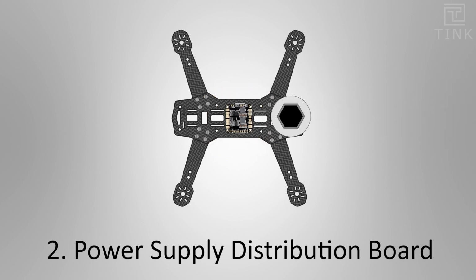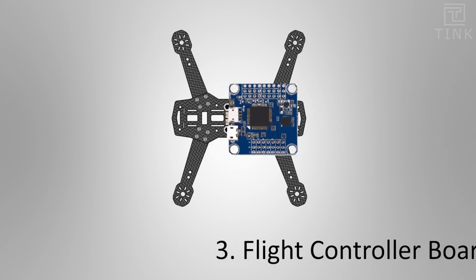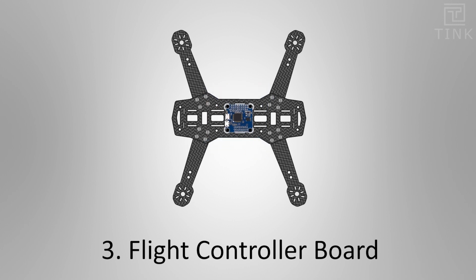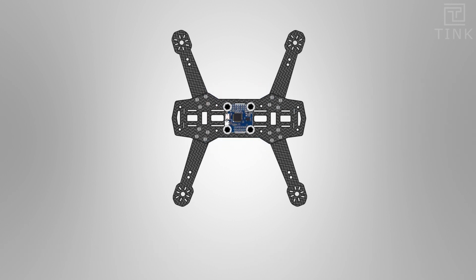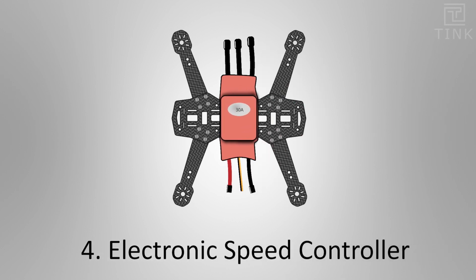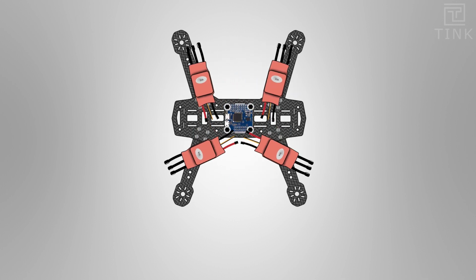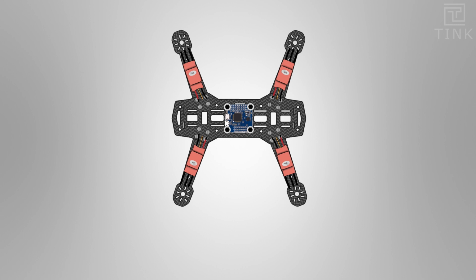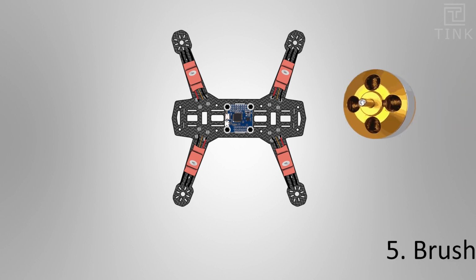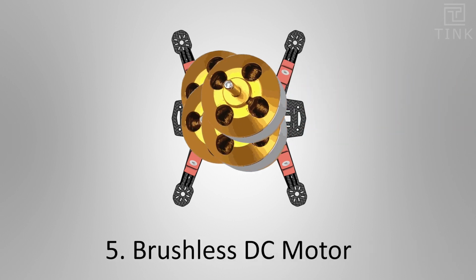We would need a brain to control the drone. That brain is the flight controller board. A flight controller board cannot control the drone's motor directly, hence we would need an electronic speed controller. The electronic speed controller would extract the needed current from the battery and supply it to the motors. The command for this action would be given by the flight controller. Since we are building a quadcopter, we would need 4 electronic speed controllers. A DC motor will be attached to each of the 4 electronic speed controllers.